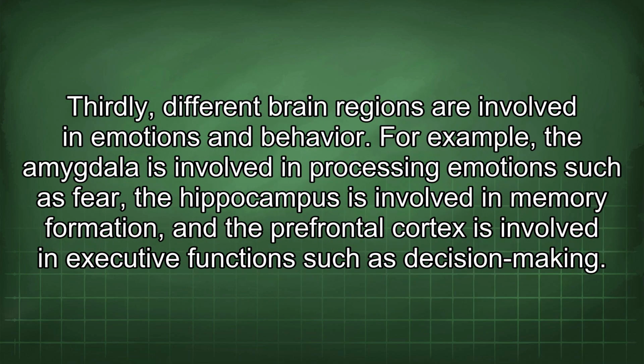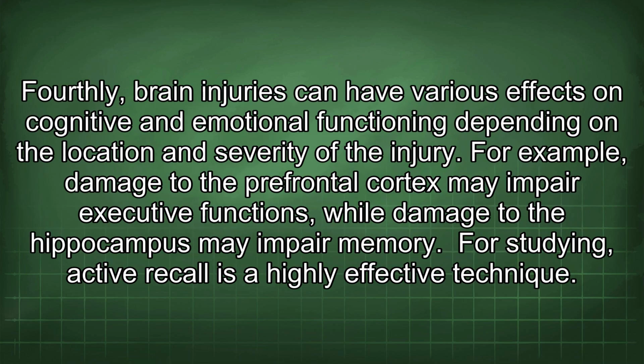Thirdly, different brain regions are involved in emotions and behavior. For example, the amygdala is involved in processing emotions such as fear, the hippocampus is involved in memory formation, and the prefrontal cortex is involved in executive functions such as decision-making. Fourthly, brain injuries can have various effects on cognitive and emotional functioning depending on the location and severity of the injury. For example, damage to the prefrontal cortex may impair executive functions, while damage to the hippocampus may impair memory.